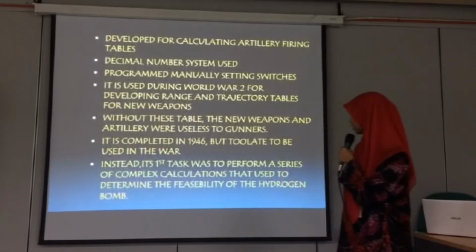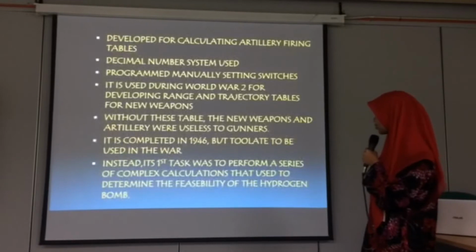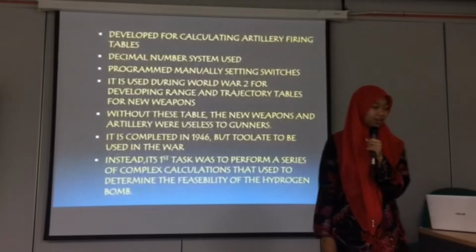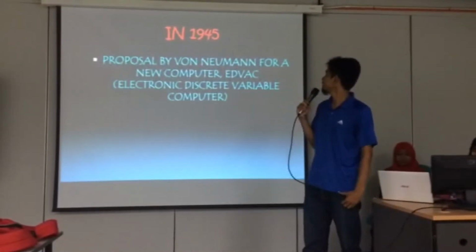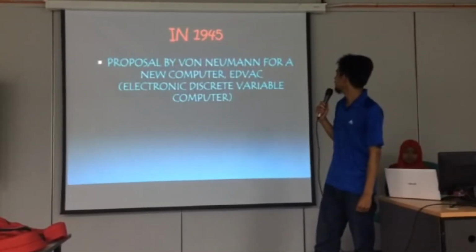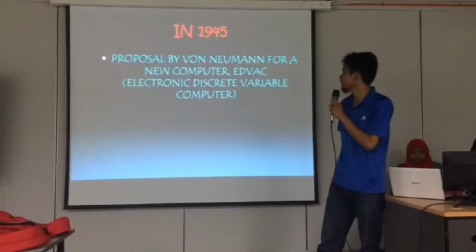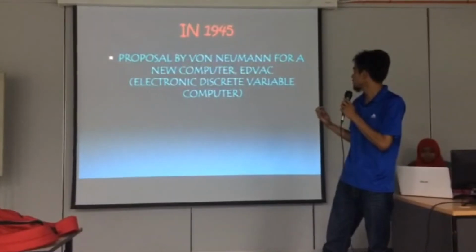Instead, its first task was to perform a series of complex calculations used to determine the feasibility of the hydrogen bomb. Okay, in 1945, the proposal by von Neumann for a new computer, the Electronic Discrete Variable Automatic Computer.